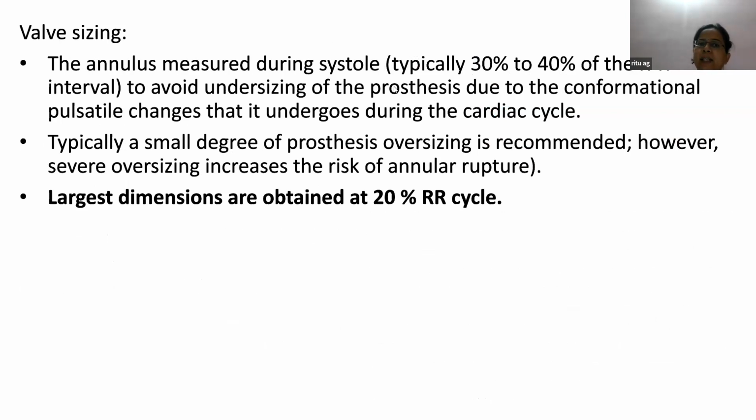And why do we measure the largest diameter? Because we do not want to undersize the prosthesis. So what would happen if we have a smaller size prosthesis? It will slip away during the cardiac cycle. So we do a small degree of oversizing. But then we should also not do a large oversizing, because that might cause a rupture of the annulus. So usually we measure diameters at 25% and 35%. That is what I give in my reports. And sometimes even 30% diameters of the annulus.